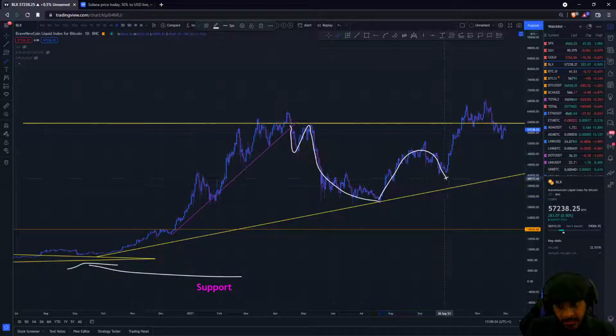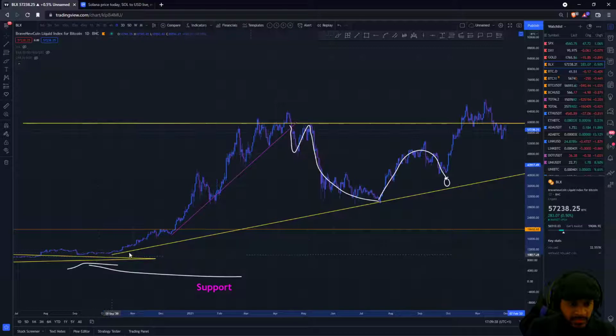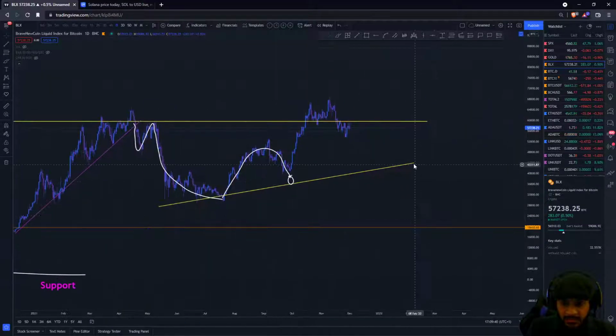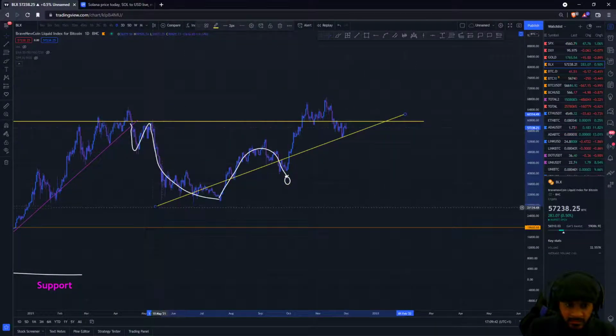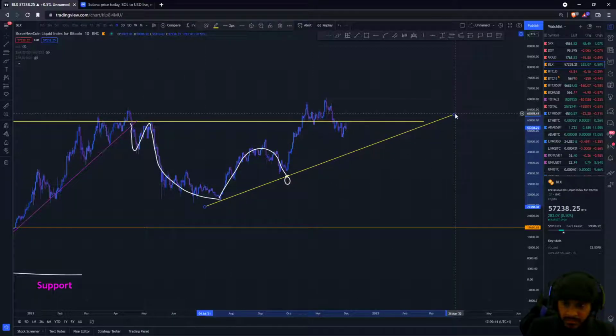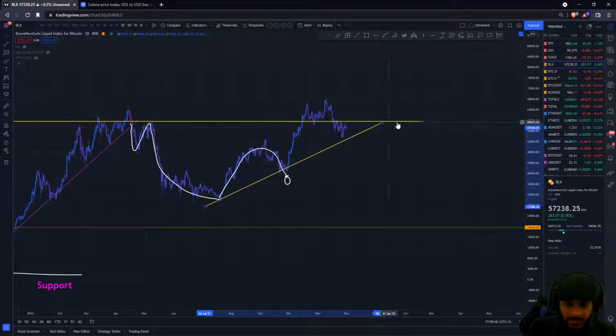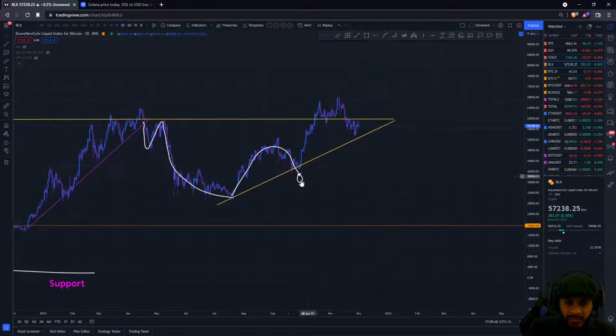So something approximately around here. Depends on how you draw the lines. It can be something like this as well, can be something like this. So it's completely the way you look at the chart. That's why I love technical analysis.